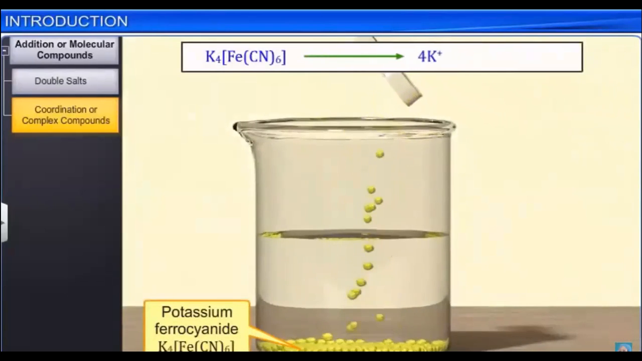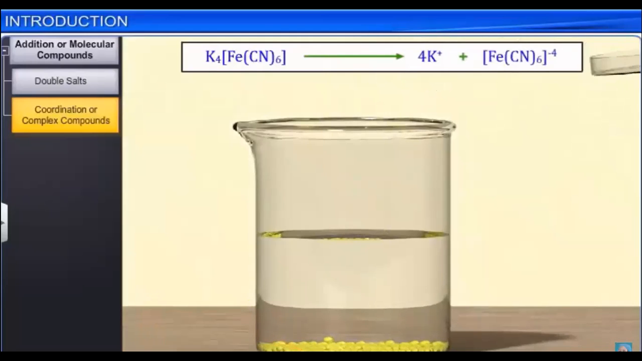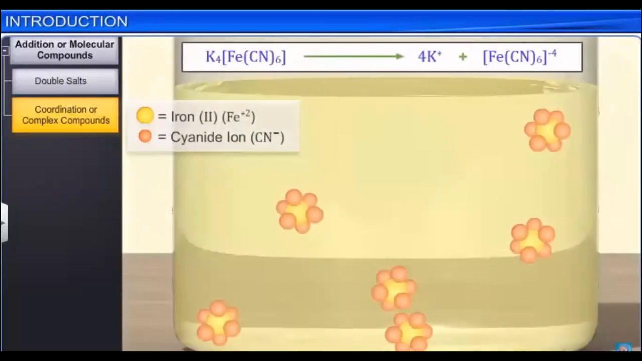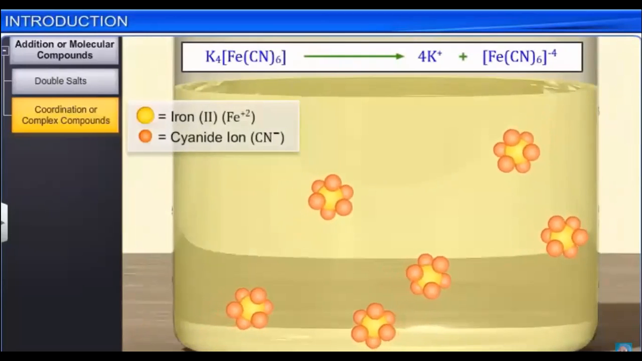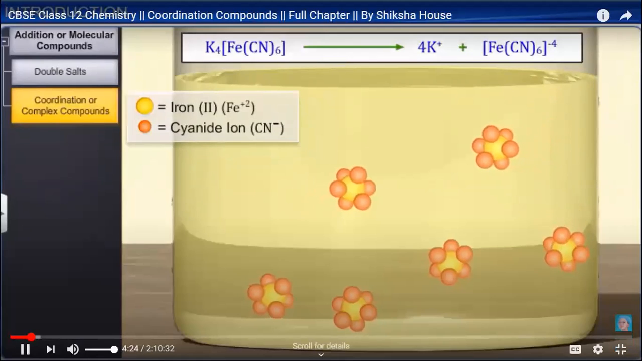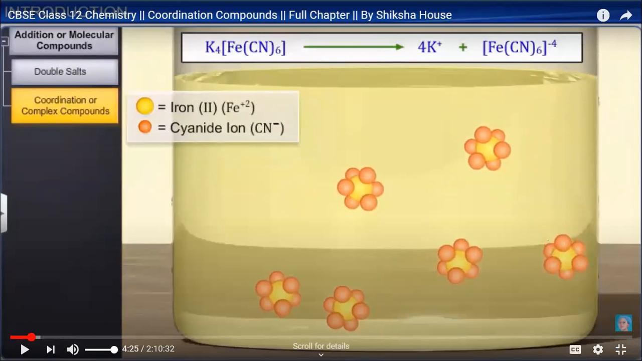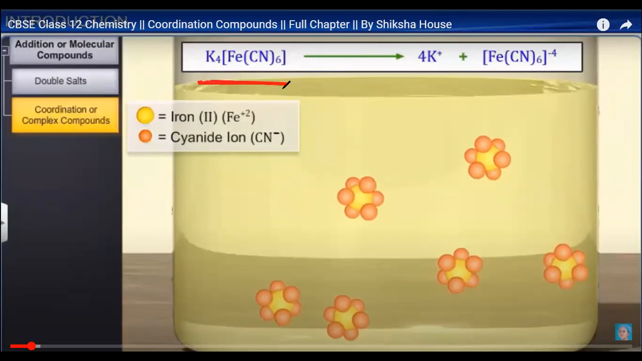indicating that the ion [Fe(CN)6]4- does not dissociate into Fe+2 and CN- ions. So see here what happens. This K4[Fe(CN)6] is our complex here. This particular complex is also dissociating into ions, but here it is dissociating as K plus.